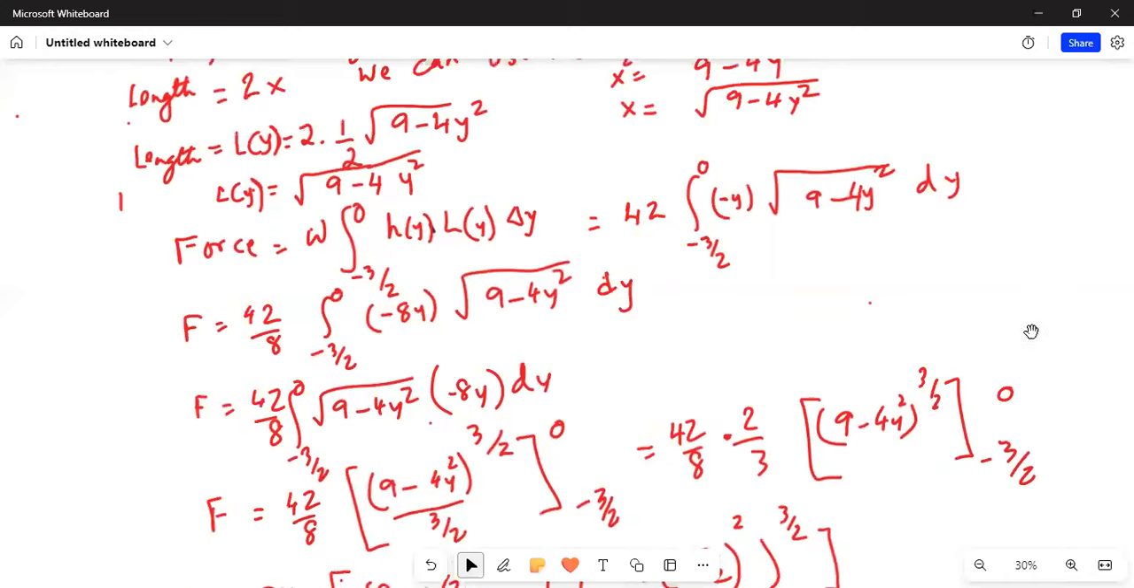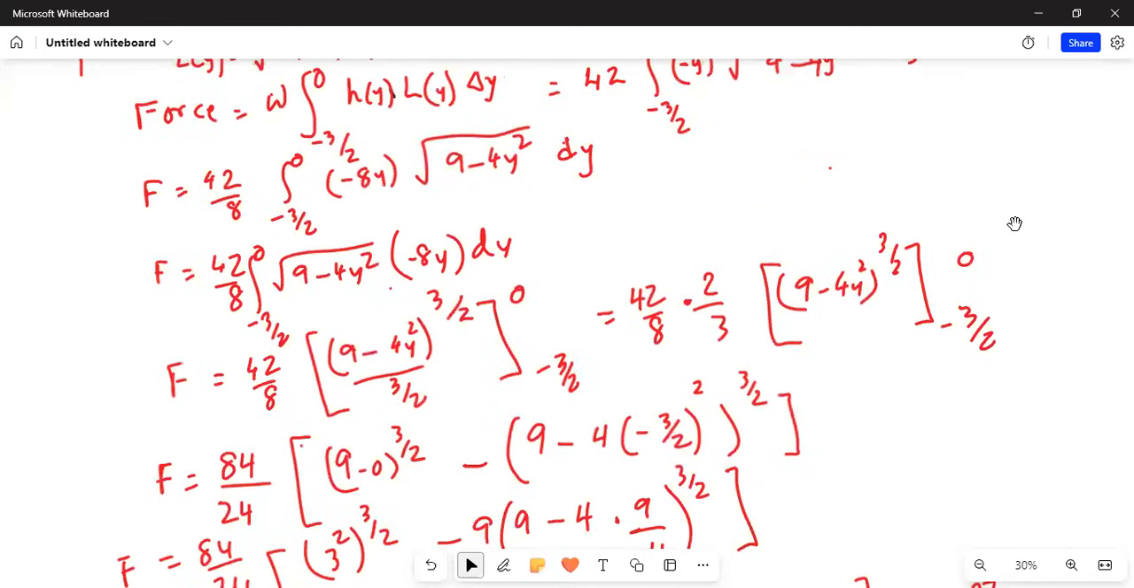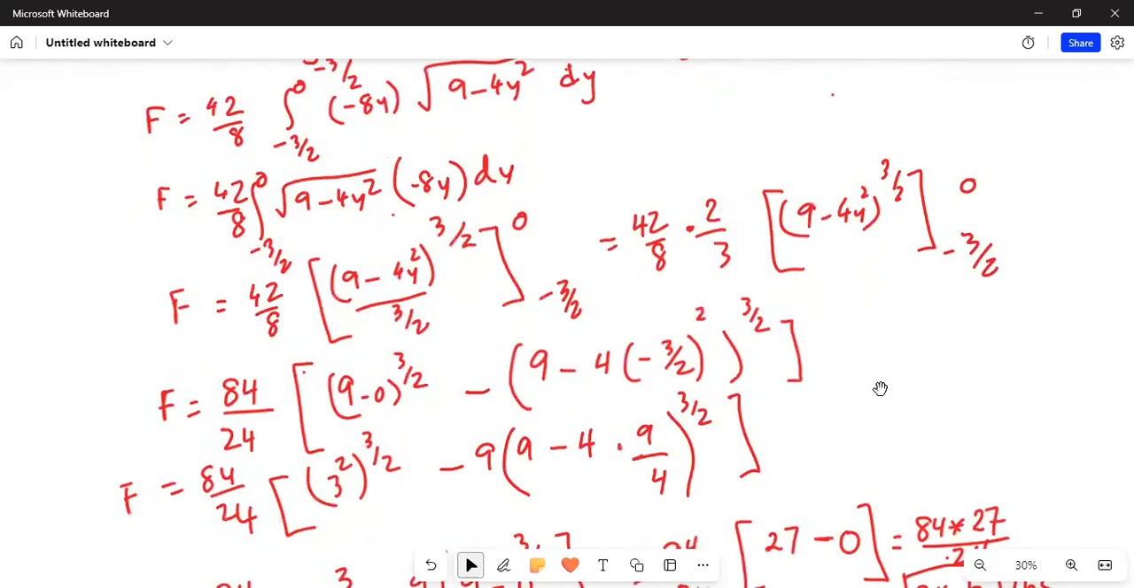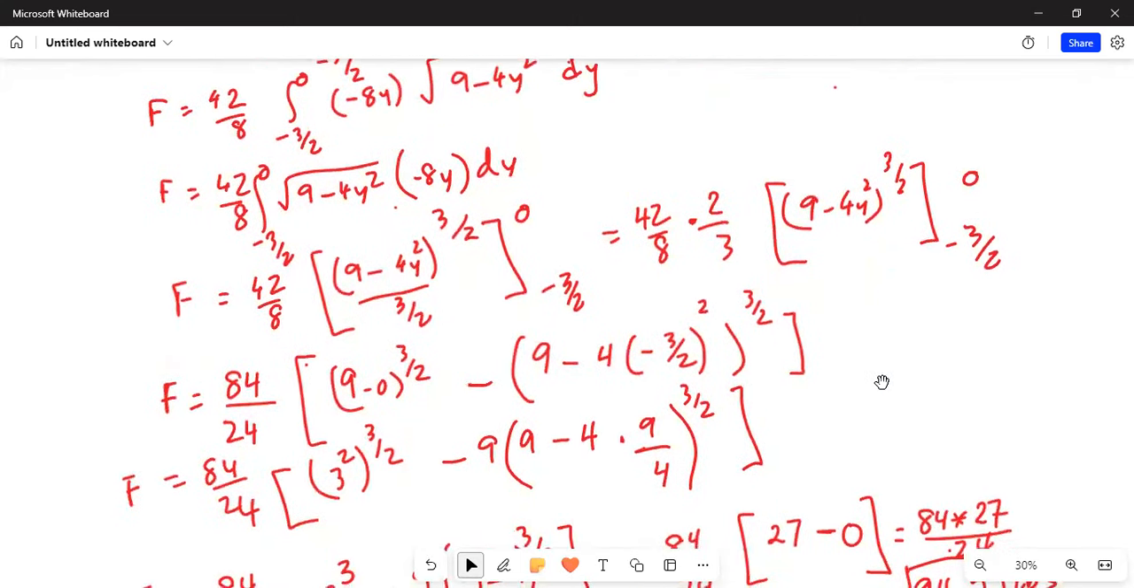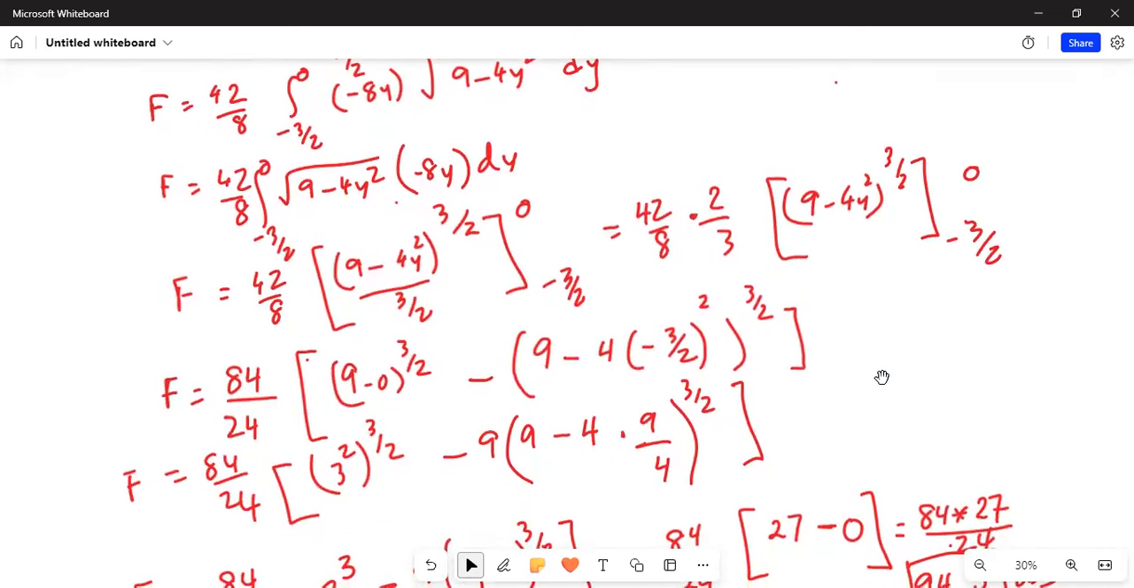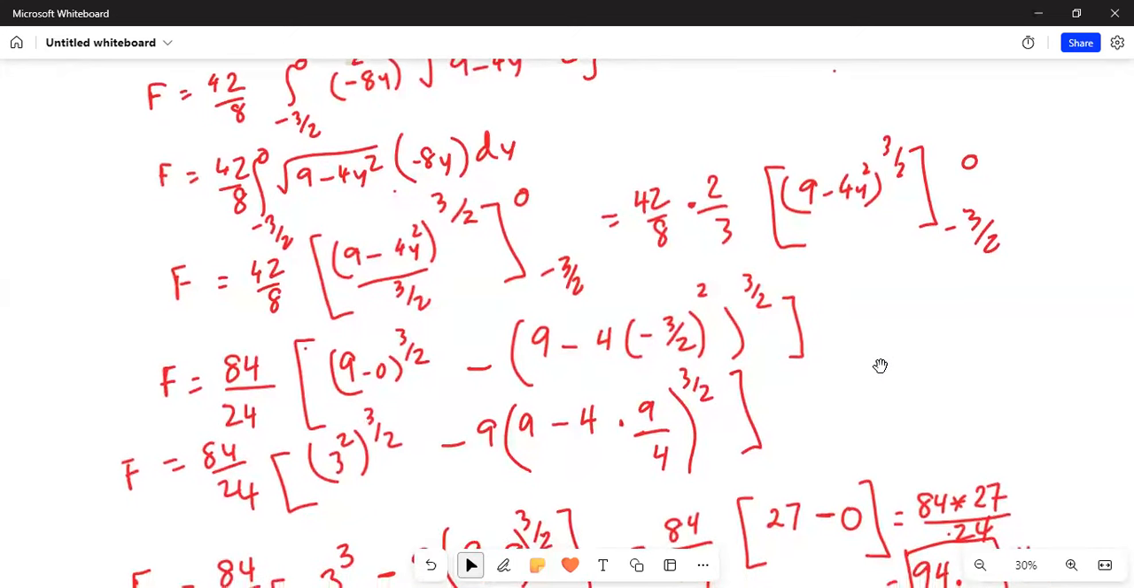Limits are from minus 3 by 2 again, because the lower tip of the surface of the cylinder is at minus 3 by 2, minus 1.5 below the horizontal axis. That's why you start from minus 3 by 2. And your upper limit is 0 because the tank is half full. So you have 9 minus 0 to the power 3 by 2. And on the other hand, you have 9 minus 4 times minus 3 by 2 squared, and the whole thing is raised to the power of 3 by 2.